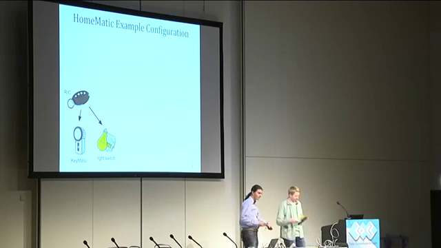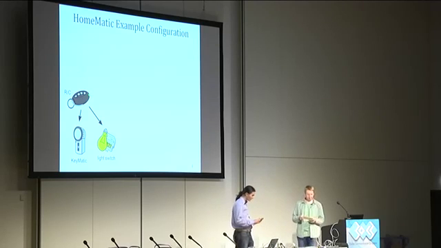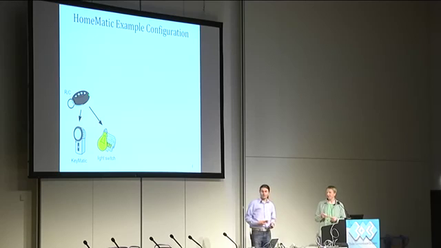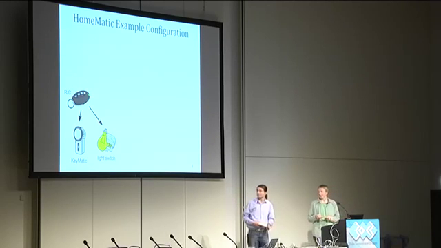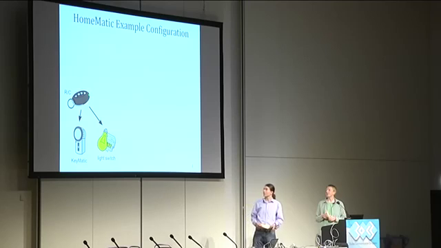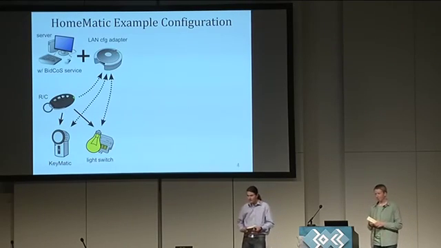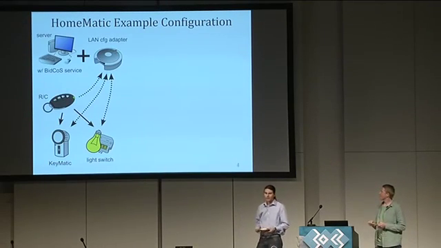So let's look at an example configuration. Maybe you want to start with some kind of starter kit. Maybe you want to unlock your door and switch on the light with a remote control. And if you're satisfied, maybe you want to add further components to the system. And therefore, you may want to have a control center.